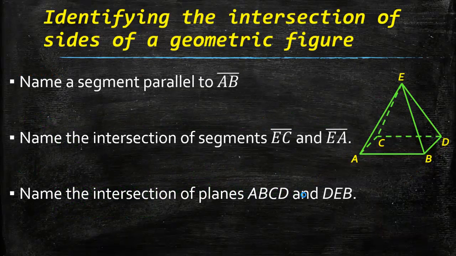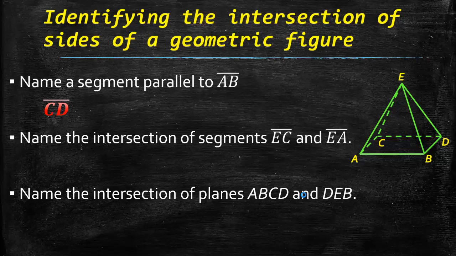All right, so now let's identify the intersection of sides of a geometric figure. So first, let's name a segment that's parallel to AB. So here we have AB. What segment would be parallel? Well, in this case, if you look, there's really only one, and that's CD. So that would be segment CD, because notice it said name a segment.